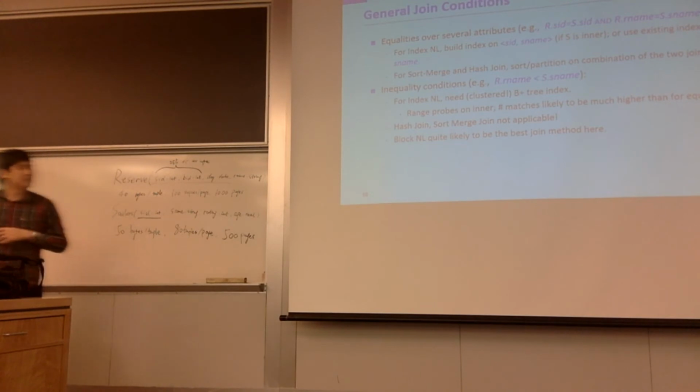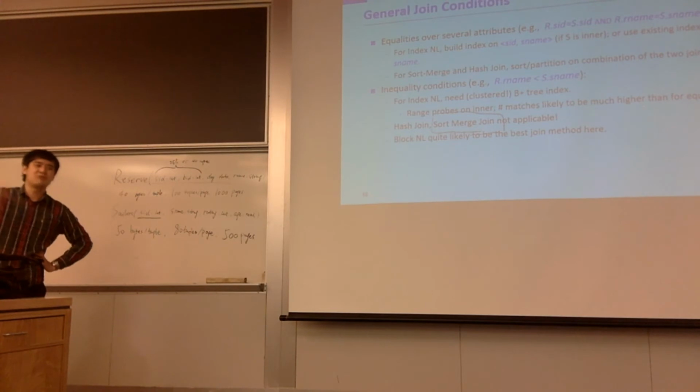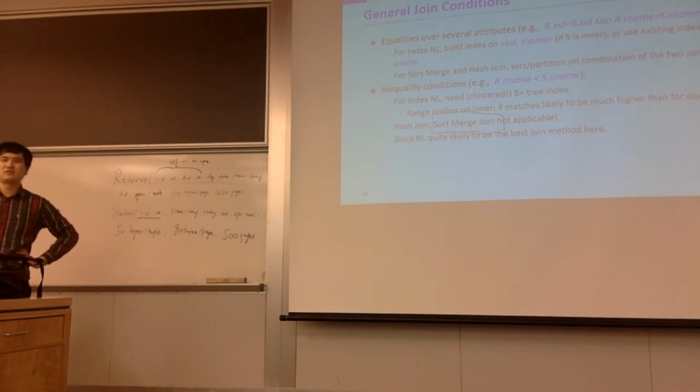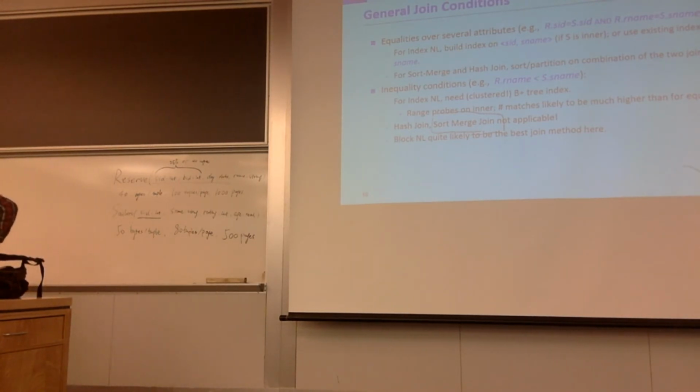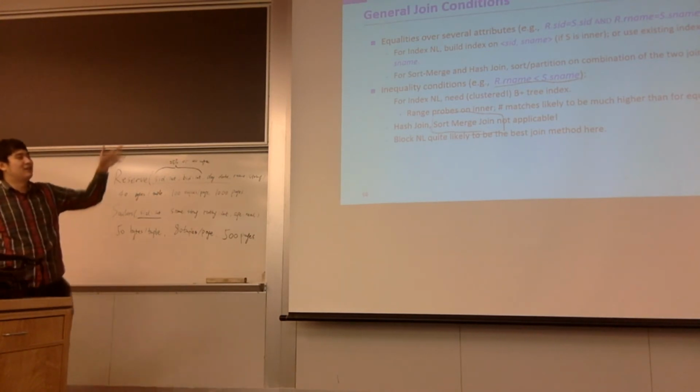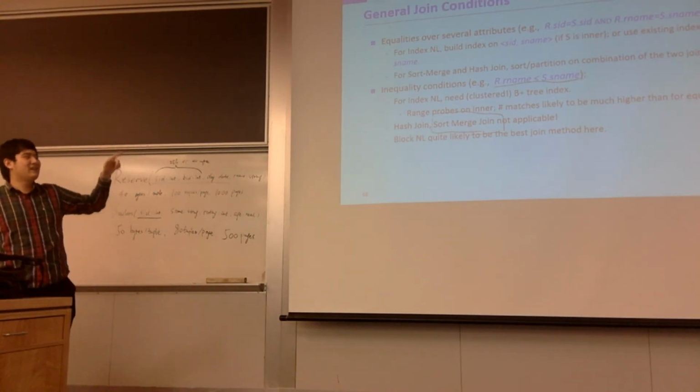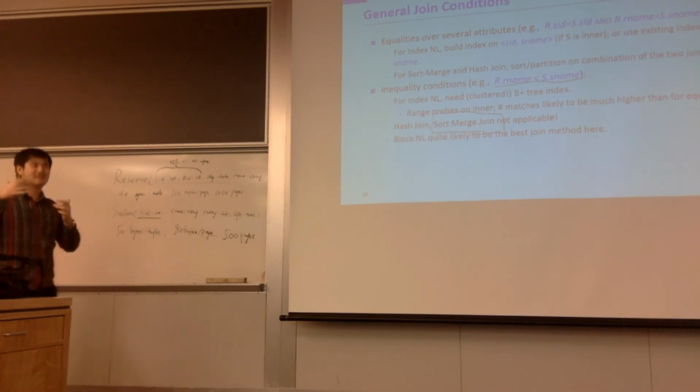I wouldn't say it's not necessary, you can use sort merge join, but it's typically not a good choice, especially if you have an open-ended range like this. If you say R.R name is smaller than S.S name, then whenever you have a tuple in R, the range of your S is basically everything after this.